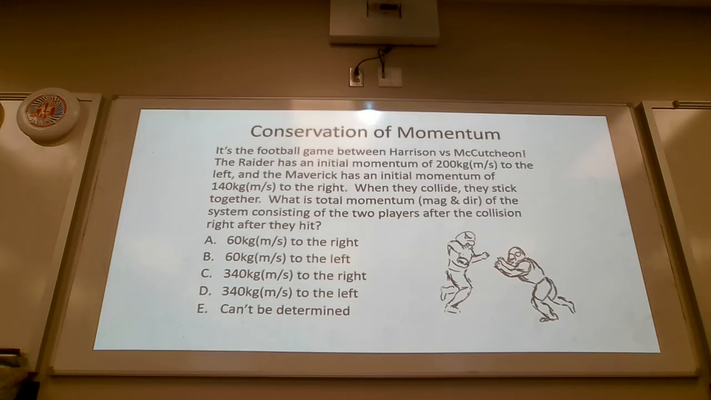Tell your neighbor. And you guys' mental telepathy skills are impressive.